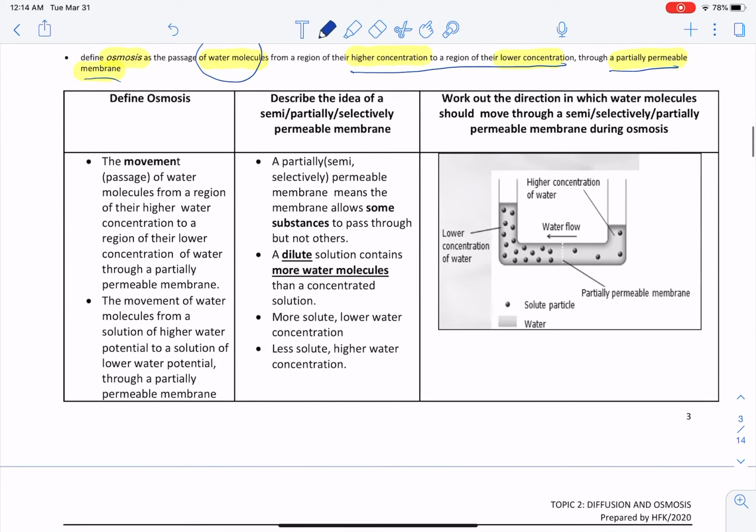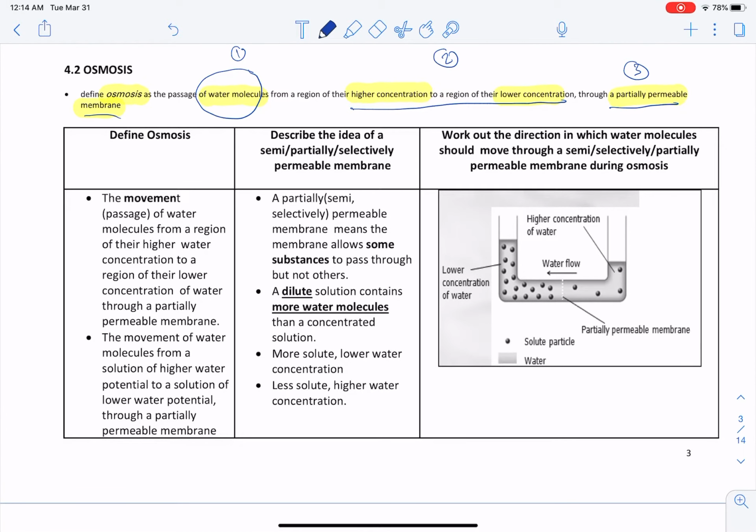Alright, so these three conditions are important so that you can define osmosis. It's the passage. If you're not familiar with the word passage, you can use the word movement. The movement of water molecules from where to where? From higher concentration to lower concentration through where? Through a partially permeable membrane. So there are three things. When we say higher concentration, we are talking about higher concentration of water, to lower concentration of water.